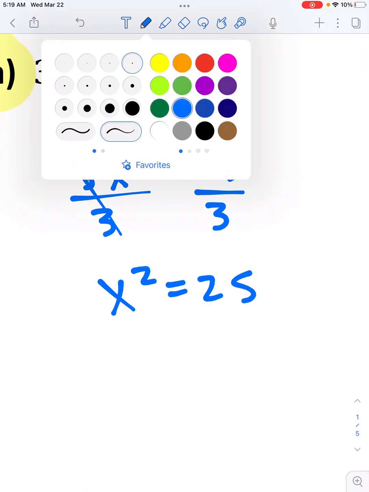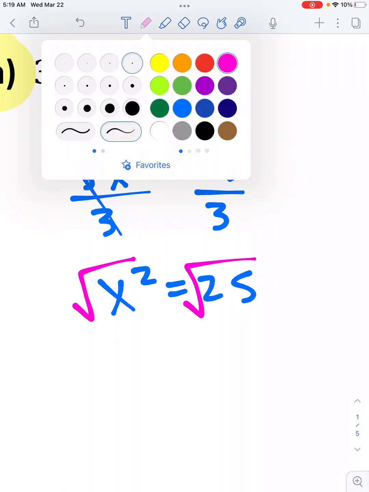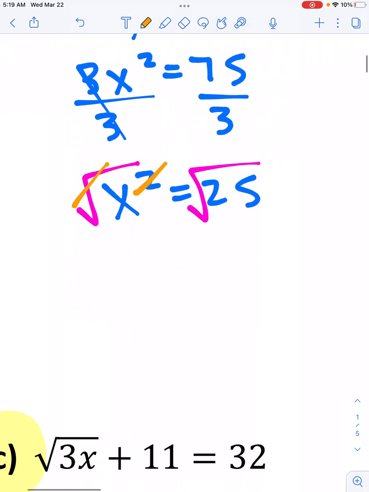And then at this step, remember, to undo a squared, we take the square root, and we have to do that to both sides. That's going to cause the inside to cancel, since the square root and the squaring undo each other. So we have x equals, and this one's going to have 2 answers. Remember, whenever we take the square root, we need the positive and negative.